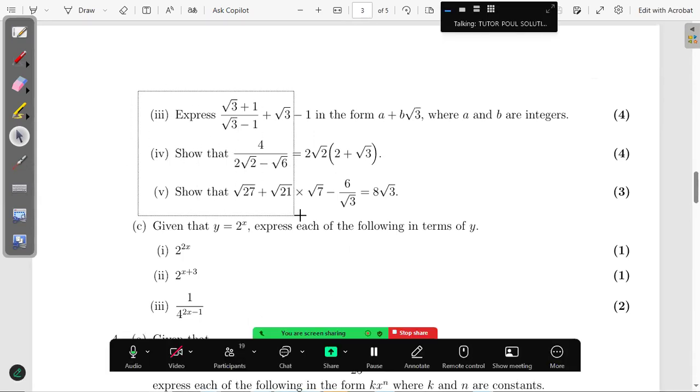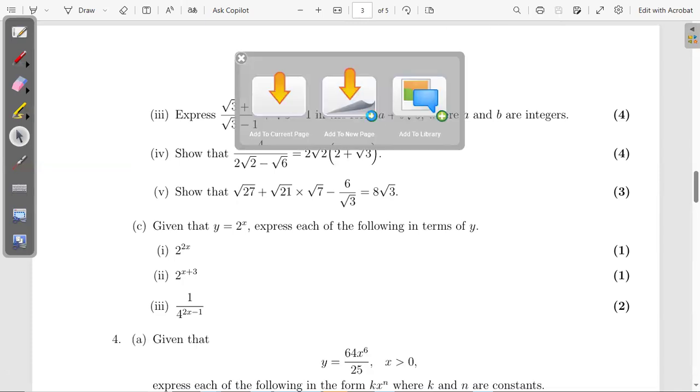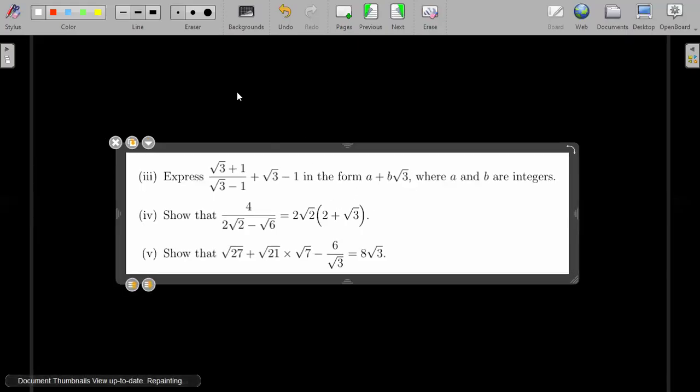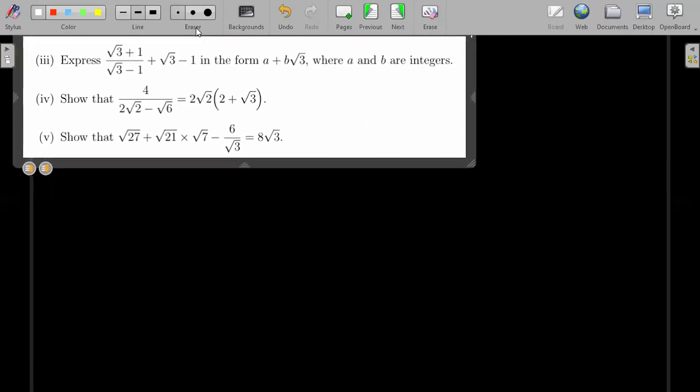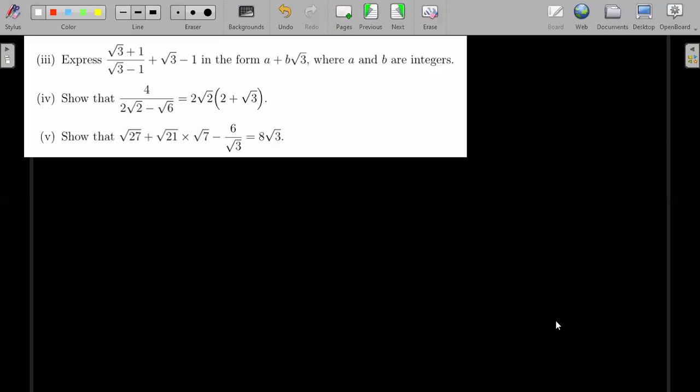So let me just get it and then we try to solve the questions. This is what we have there. These are the actual exam questions from the tutorial sheet. So let's solve them together. These ones are a bit tricky, but we just use the same concepts, the same rules.